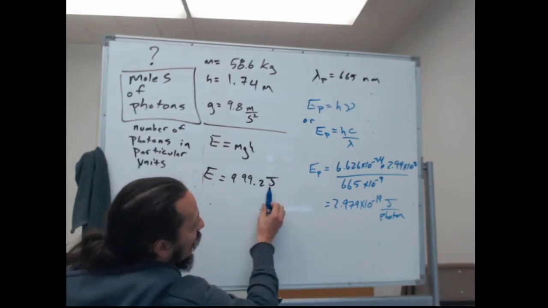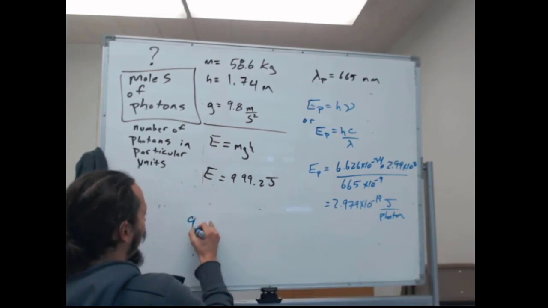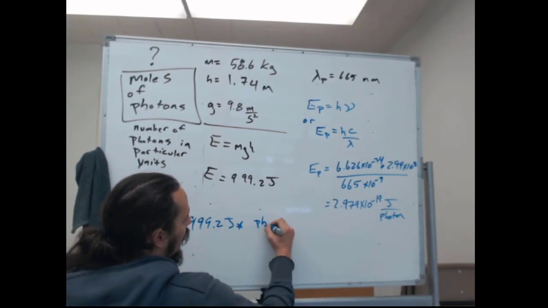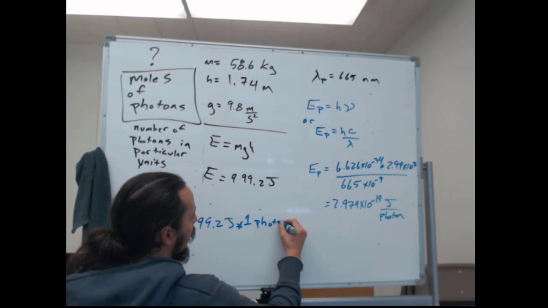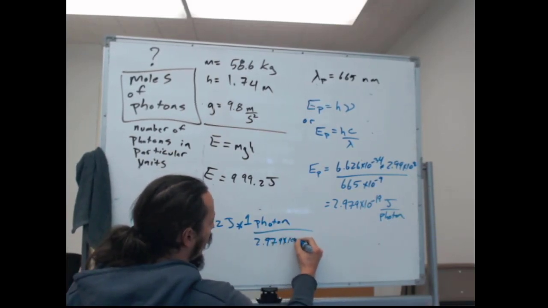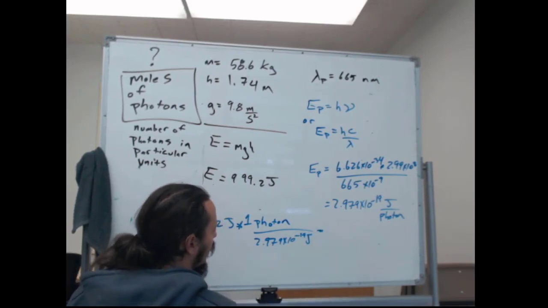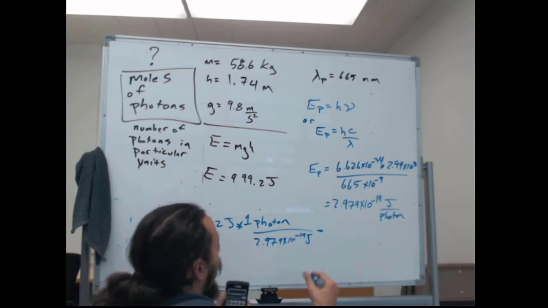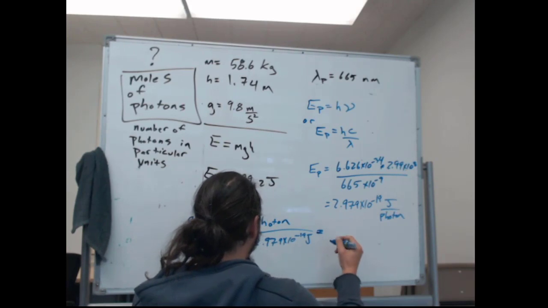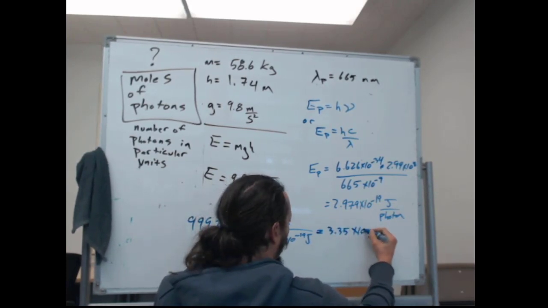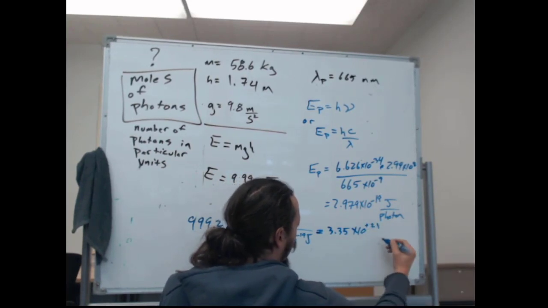Now, no surprise, we can do a little bit of unit analysis. We want to get the number of photons associated with this. So we're going to take that energy associated with the block and divide it by the photon energy. So we get photons on top and our number of joules cancels out. And we're going to get a really large number, which shouldn't be surprising because the energy in each photon is really, really small. So to get to almost 1,000 joules of energy, it takes a huge number of photons.